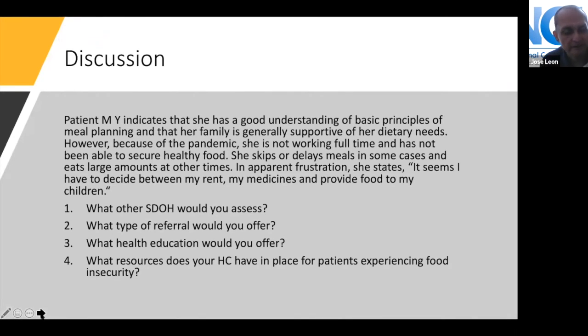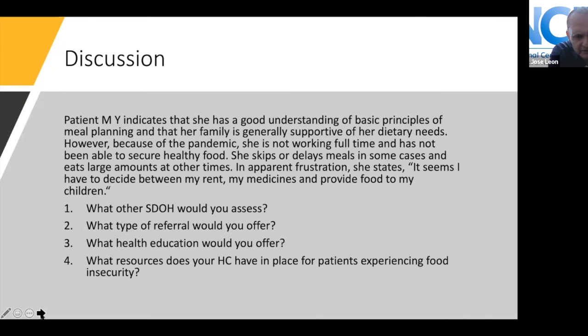So the patient, MY, indicates that she has a good understanding of basic principles of meal planning and that her family is generally supportive of her dietary needs. However, because of the pandemic, she is not working full time and hasn't been able to secure healthy food. She skips or delays meals, and in some cases eats large amounts at other times. In apparent frustration, she states, "It seems I have to decide between my rent, my medicines, and providing food to my children." So let's open up our discussion.